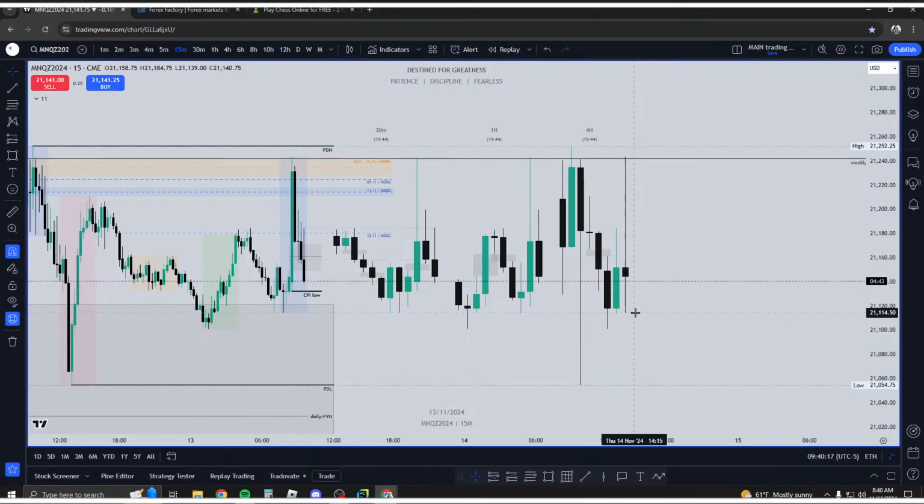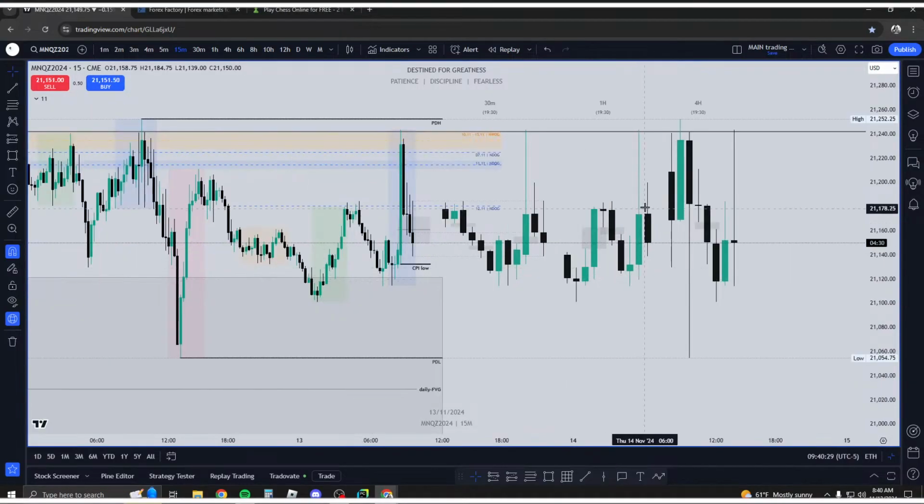It appears that we could take out this 4-hour low, and I want to see how we close here on this 1-hour candle. If we can get a hourly model that aligns with the 4-hour model, that would make sense. But it all depends on how we close here in about 20 minutes or so on the 4-hour candle.